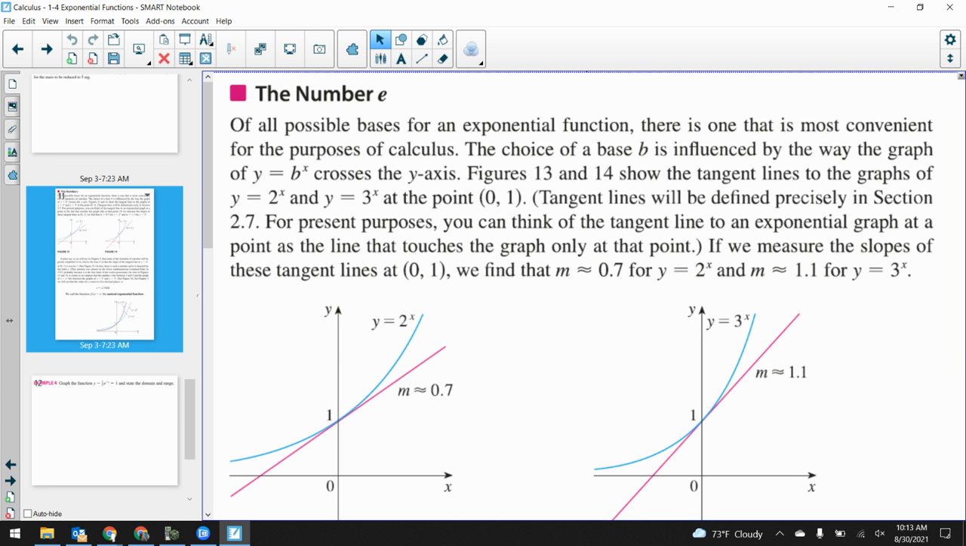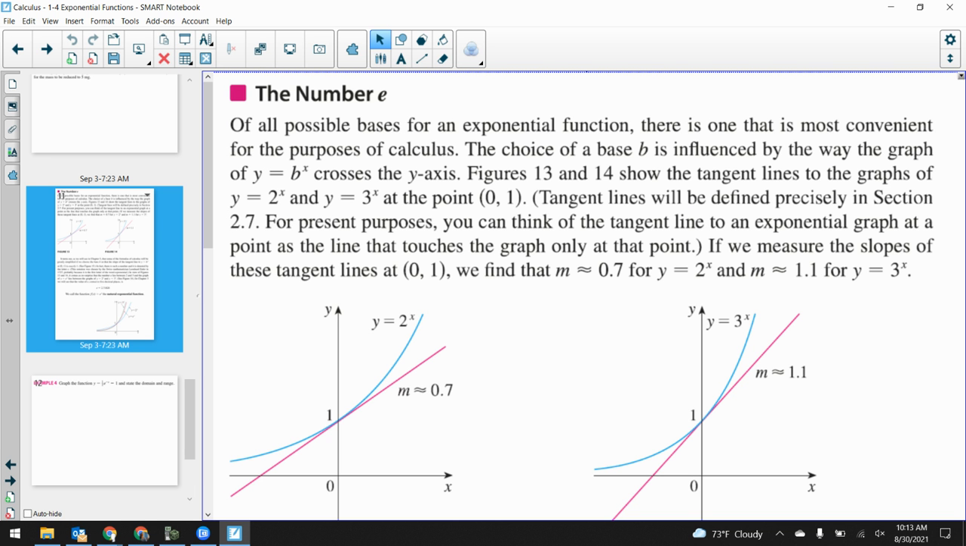Okay? The choice of a base is influenced by the way the graph of y equals b to the x crosses the y-axis. One key piece here is the y-intercept, where it crosses the y-axis. Because notice that wherever it crosses the y-axis, that's the number being multiplied to the base. It always crosses the y-axis at (0, 1). If I take anything raised to the 0 power, it's always 1.